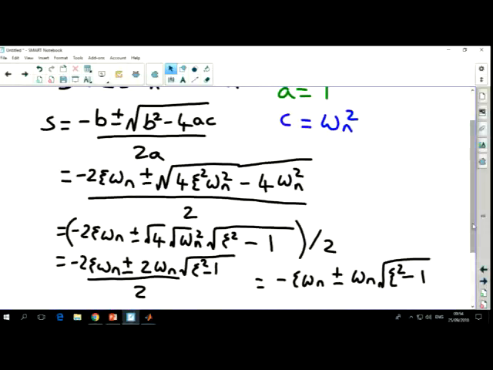Okay, so that's just the way you factorise those denominators, and you probably won't be doing it with zetas and omega n, you'll be doing it with actual numbers, which is easier.